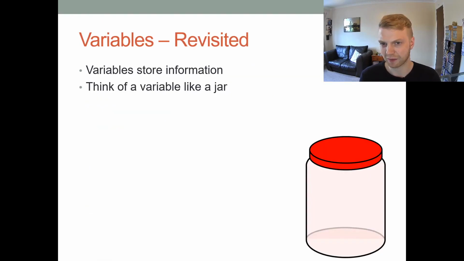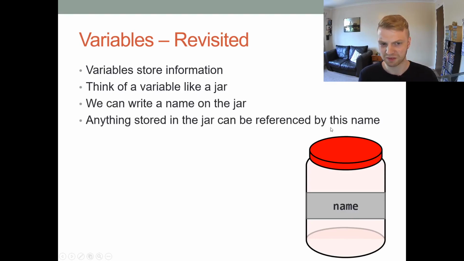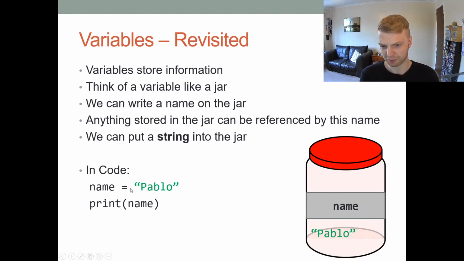Programming has something called variables. Variables are a bit like, think of it like a jar. I thought this was silly the first time I heard it, but it does make a lot of sense. So think of it like a jar. You can write a name on the jar. We're going to literally write name here. And then anything stored in the jar can be referenced by this name. And you can put a string inside the jar. So let's say your name's Pablo. Anytime you use the keyword, the word name, it will look up what's inside it, and it will be Pablo. So if you did name equals Pablo, you can just do print name, and it doesn't have to say Pablo there. It can say whatever there.